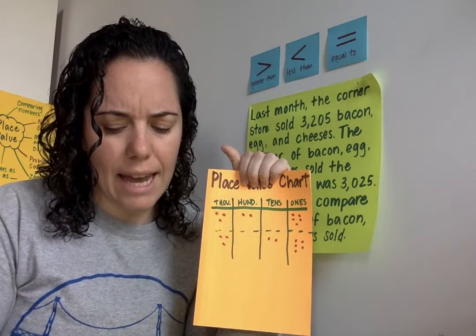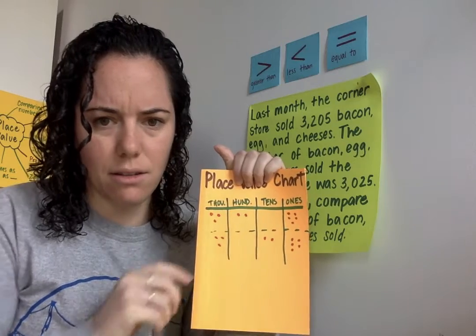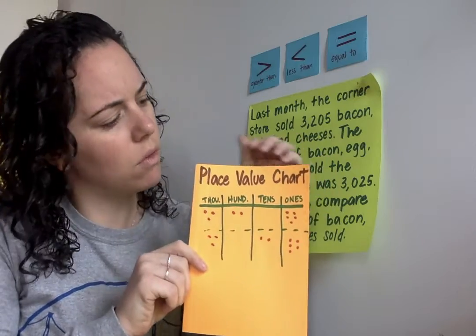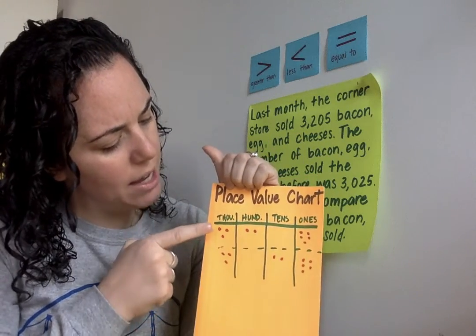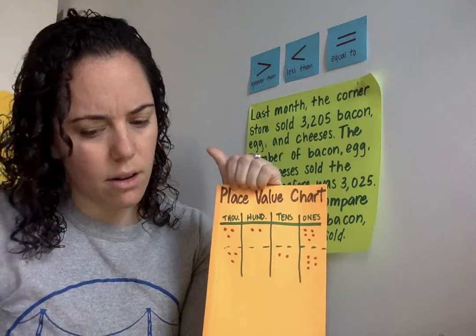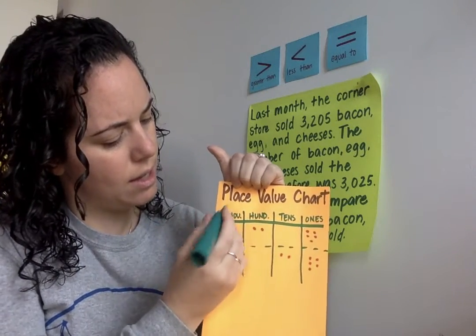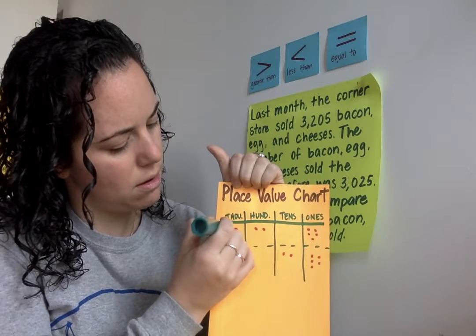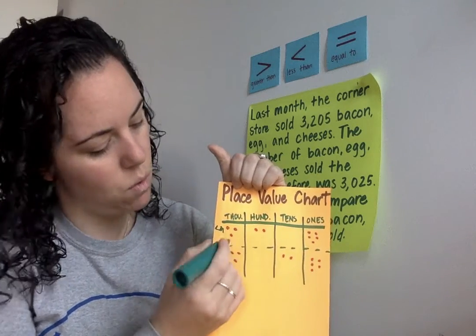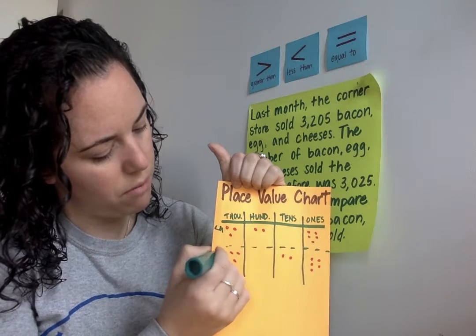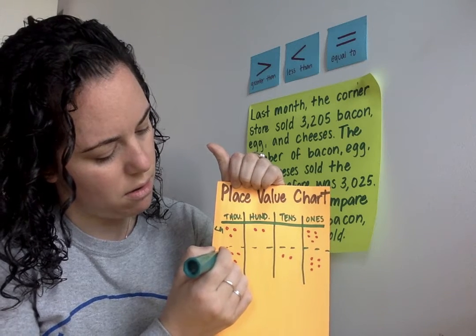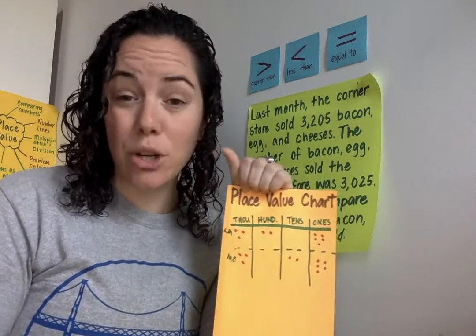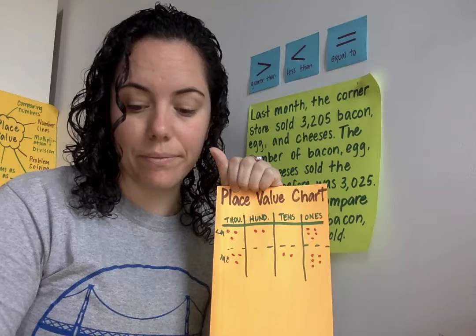Now I want you to take a look at these two numbers and I want you to think, which amount of bacon, egg, and cheeses is greater? Is it last month, LM, or the month before, MB? And how do you know? Take a moment to think.